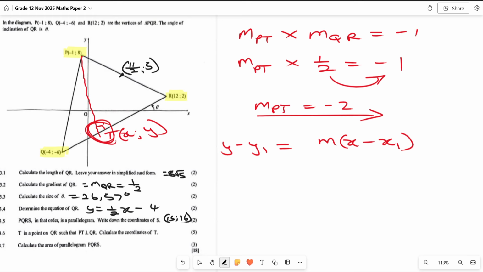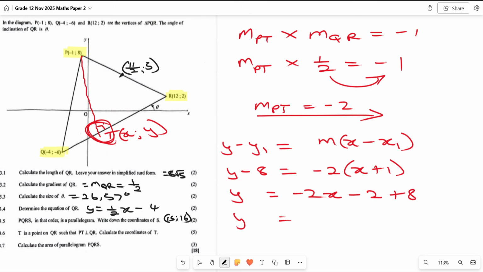Remember, we're focusing on PT. So let's take a coordinate on PT. Y is going to be 8, and our gradient we know is minus 2. X we don't know, but we have what, guys? Watch this. Our x is minus 1, so it will be plus 1 there. Therefore, y is equal to minus 2x, minus 2 plus 8. Therefore, y is equal to minus 2x plus 6. So this is our equation of PT, guys.